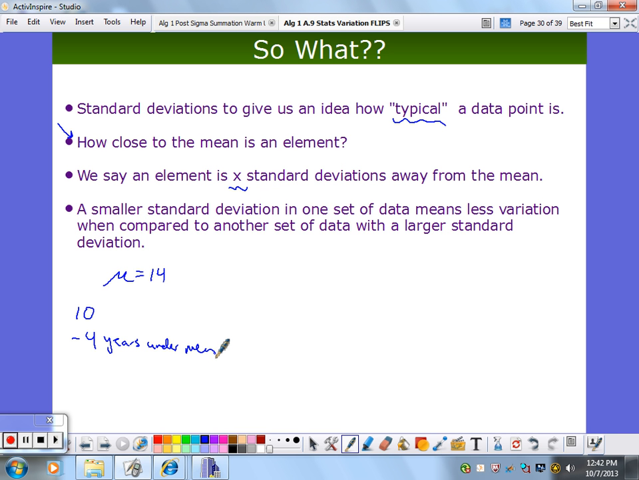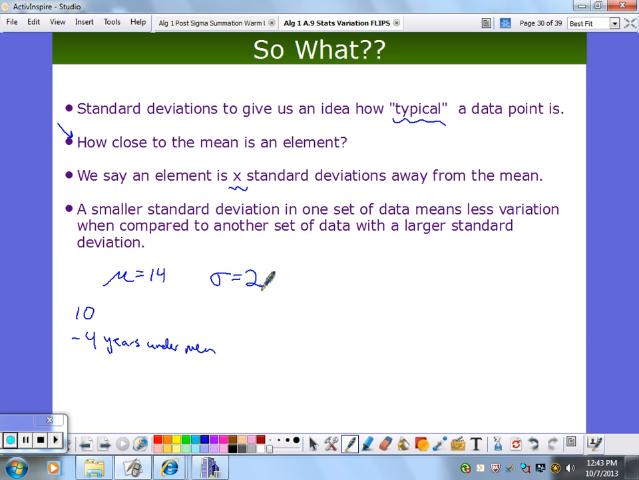So we're using the units that go with what we're looking at. Now we're going to start counting by standard deviations. Now we didn't calculate the standard deviation, and I'm totally making this up. But let's pretend the standard deviation for that particular data set with the ages of the kids was 2. So on average, each kid is around 2 away from the mean. So how many standard deviations is this 10-year-old from 14?